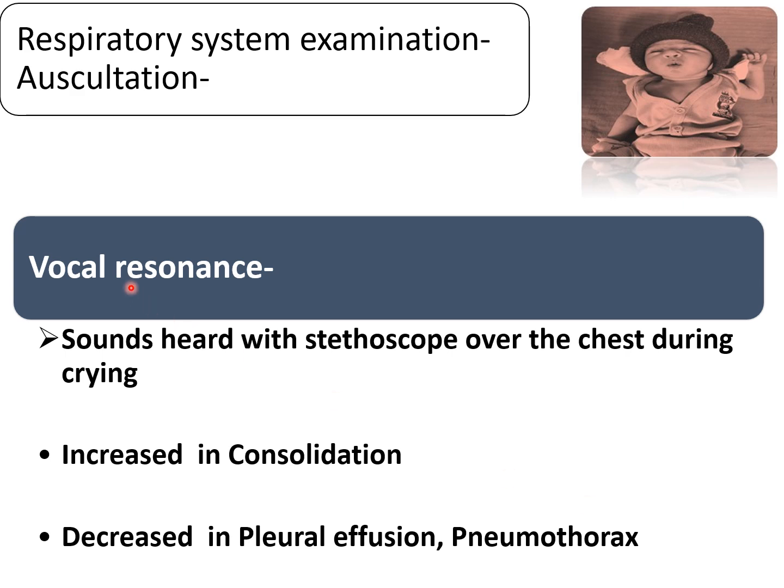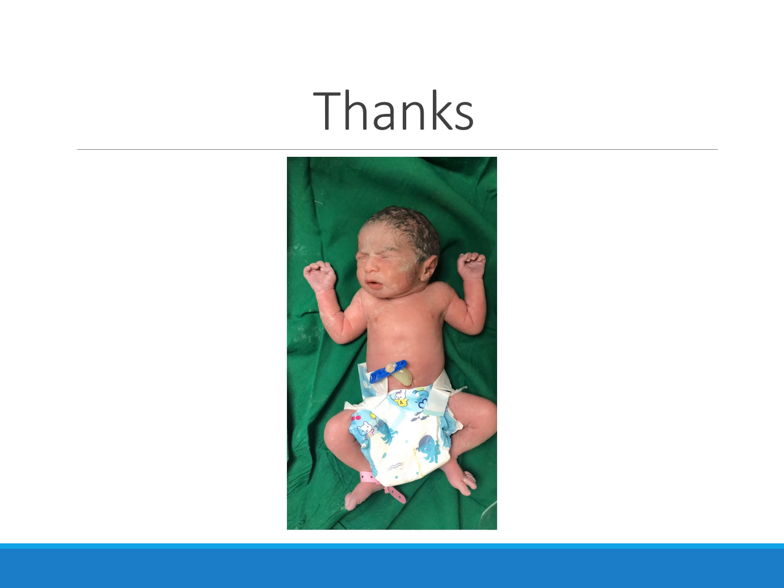After that, we should auscultate for vocal resonance. It is a sound which is heard with the stethoscope over the chest during crying, and this sound increases in consolidation and decreases in pleural effusion and pneumothorax. So this is all about the respiratory system examination in newborn. Thank you so much.